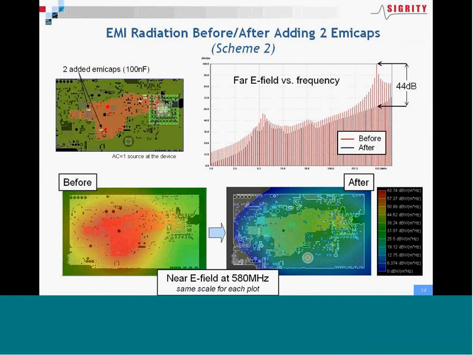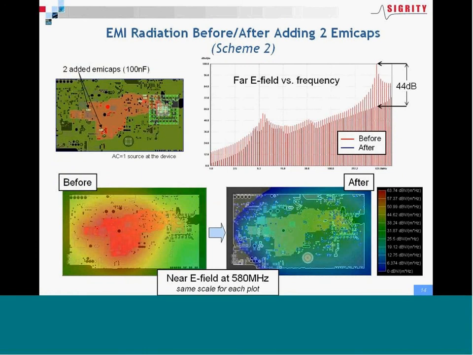And with the result from the optimization, if I select scheme number 2, which is adding 2 EMI capacitors at this location and 100 nanofarad on these 2 locations. And again, I use PowerSI to demonstrate the radiated emissions before and after. As you can see, the red colored bar is from the original design, which radiates a lot at around 600 megahertz. And after we add these 2 capacitors at these locations, the radiation gets a huge improvement of 44 dB at this frequency. And also we can look at this E field at 580 megahertz, and we can compare this on the same scale. You can see that it clearly shows that it lowers the radiation a lot.